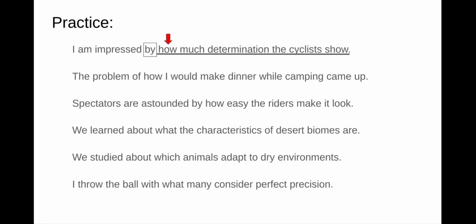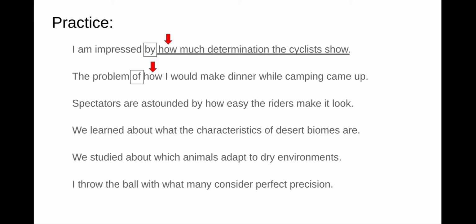Hopefully you said "of." Now I look at the next word. Is it an introductory word? Yes, it is. There's "how." Now, if I underline the rest of the sentence, that leaves "the problem." Well, that's just the subject of the sentence. But where is my main verb? If I underline how I would make dinner while camping came up, I have no main verb. So what's the main verb of this sentence? It should be "the problem came up."